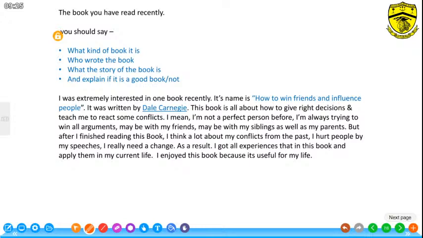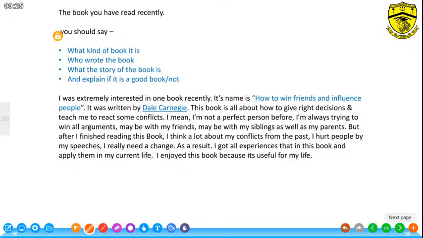I was extremely interested in one book recently. So this is a different paragraph, because when we ask about a book, all the students always write stories, right? But here is a different way of writing the paragraph. I was extremely interested in one book recently. Its name is How to Win Friends and Influence People.